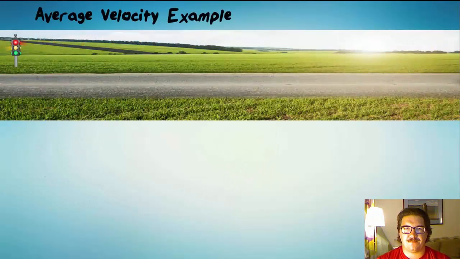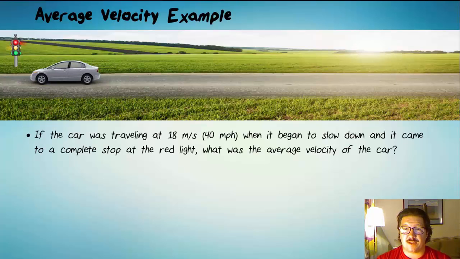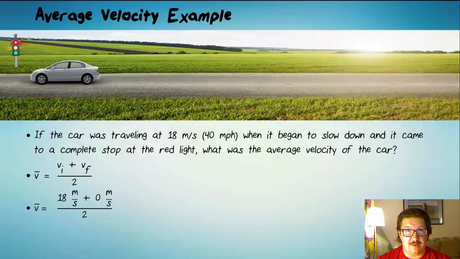Let's take a look at one more example. So let's say this car was traveling 18 meters per second when it began to slow down, and it came to a complete stop at the red light. What was the average velocity of the car? Well, average velocity is (vi plus vf) over 2, and 18 meters per second plus 0 over 2 is 9 meters per second. That's it.